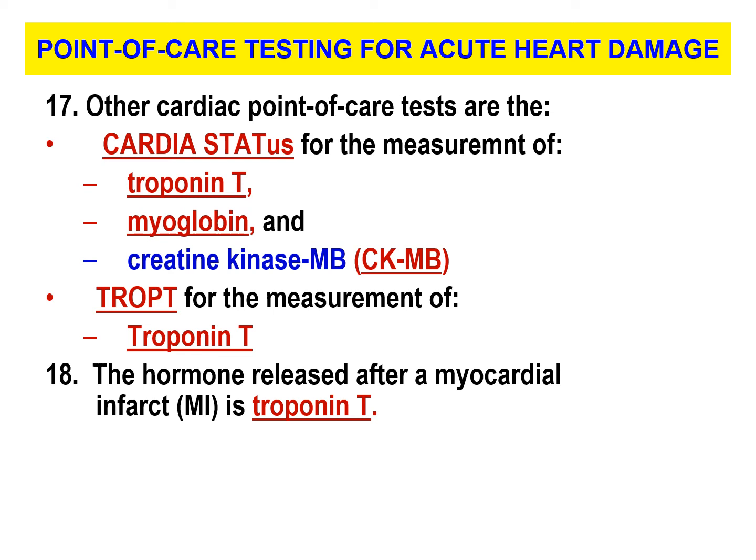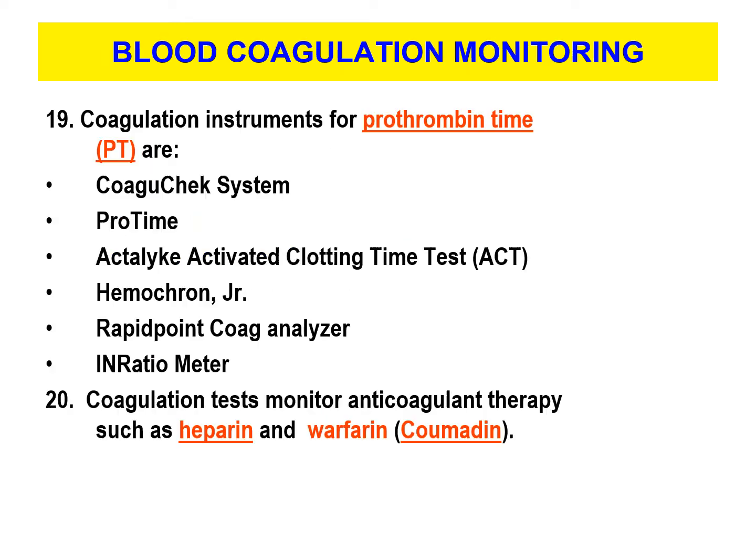And then that TROPT right there, that TROPT, that is for troponin T, if that's the particular test you're looking for. So the hormone released after a myocardial infarction is troponin T. So remember, troponin T is a hormone, and that's what's released after you've had a heart attack. And CKMB is what lets us know that there's been damage to that muscle, but it's the heart muscle specifically, okay? So these are different ways we can try to figure out if this person has had some type of acute heart damage from either an injury or from a heart attack.